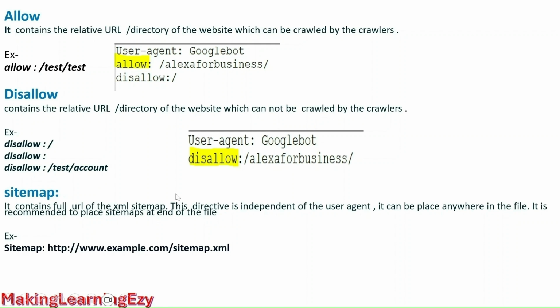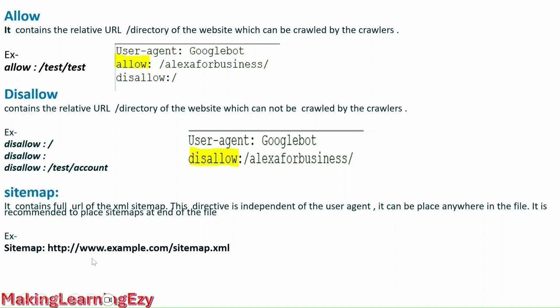Sitemap contains the full URL or absolute URL of the XML sitemap. This directive is independent of the user agent. It means sitemaps will be used by all the crawlers, whichever crawls the website. The sitemap can be placed anywhere in the file. The recommended way is to place it at the end of the file. In the example, you can see how you need to mention sitemap colon URL of the XML sitemap.